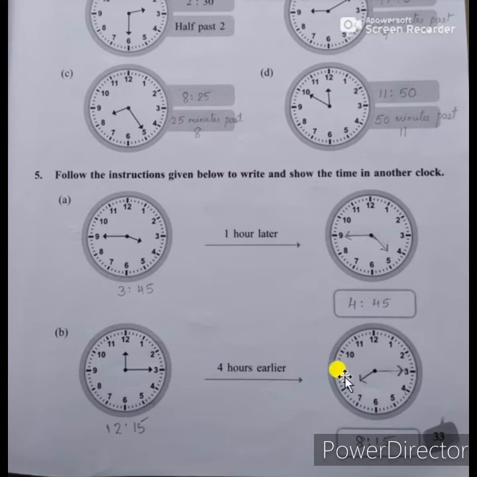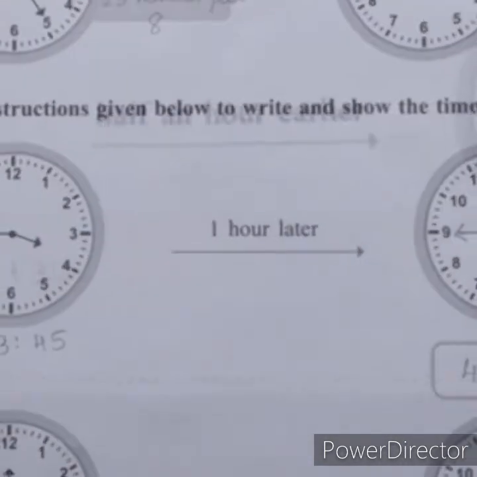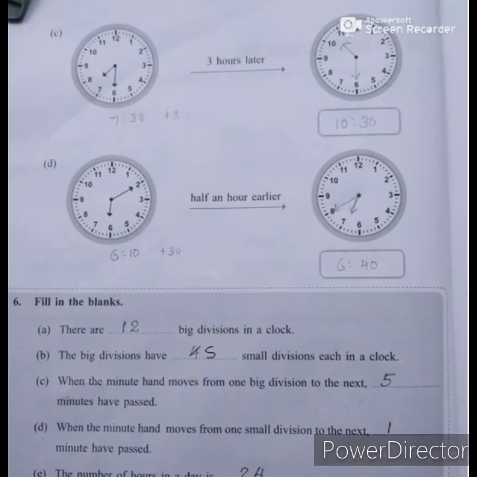This is 8:15 or quarter past 8. Now we will move to the next page, page number 34. Now question C is given in this page. The first clock is showing 7:30 or half past 7.